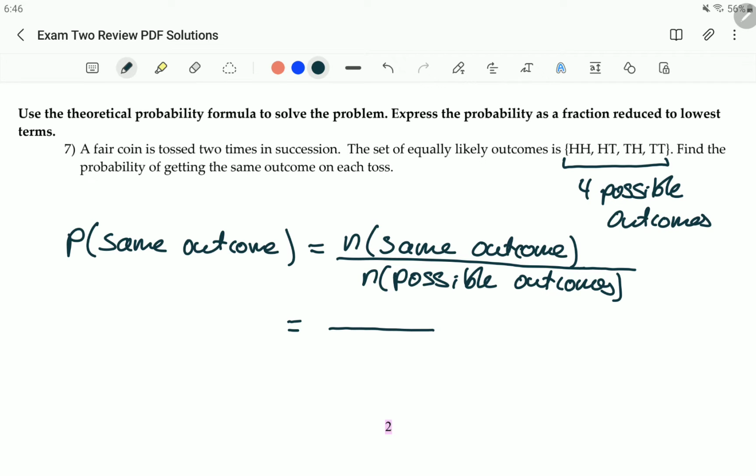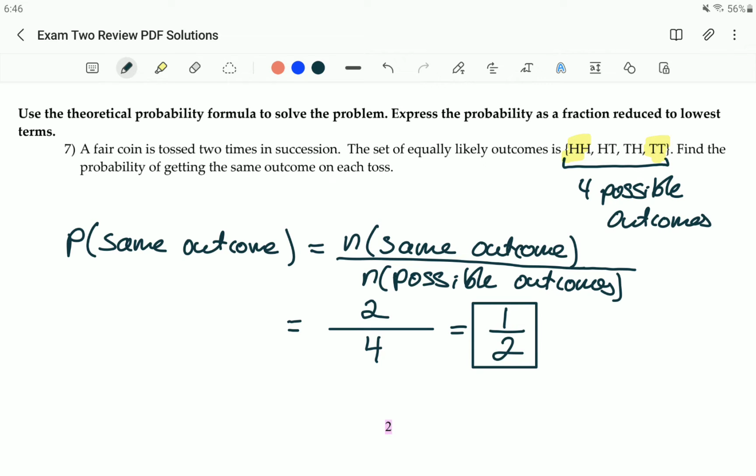Let's focus on our denominator first. There are 4 total possible outcomes. So my denominator is 4. How many outcomes are the same? When we look at our sample space, that is going to be heads heads and tails tails. Examining both of these, we can see that we have the same outcome on each toss. So that's going to be 2 out of 4, which reduces to 1/2. And that is the answer to number 7.